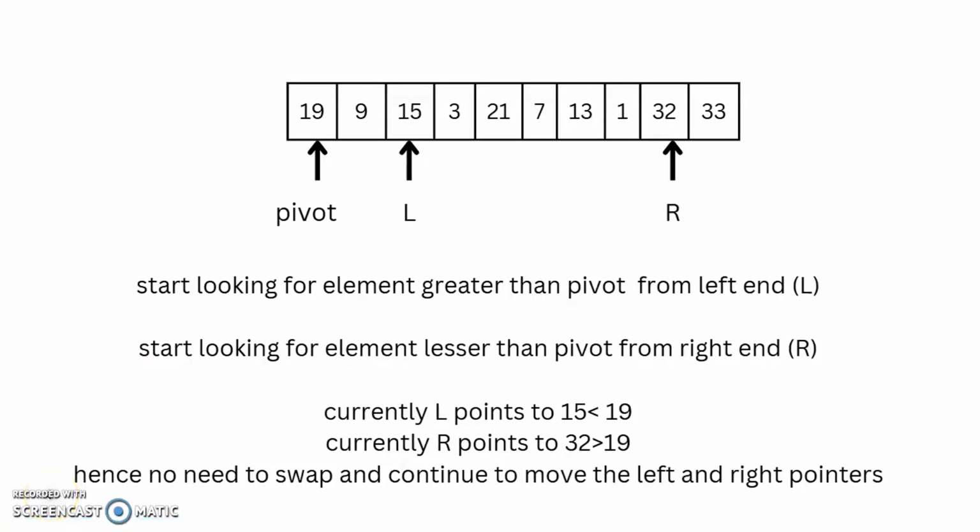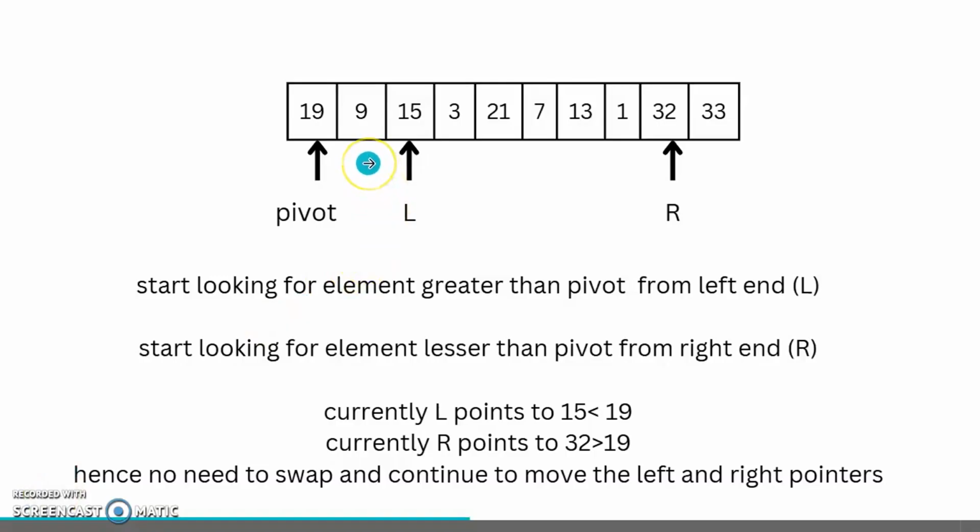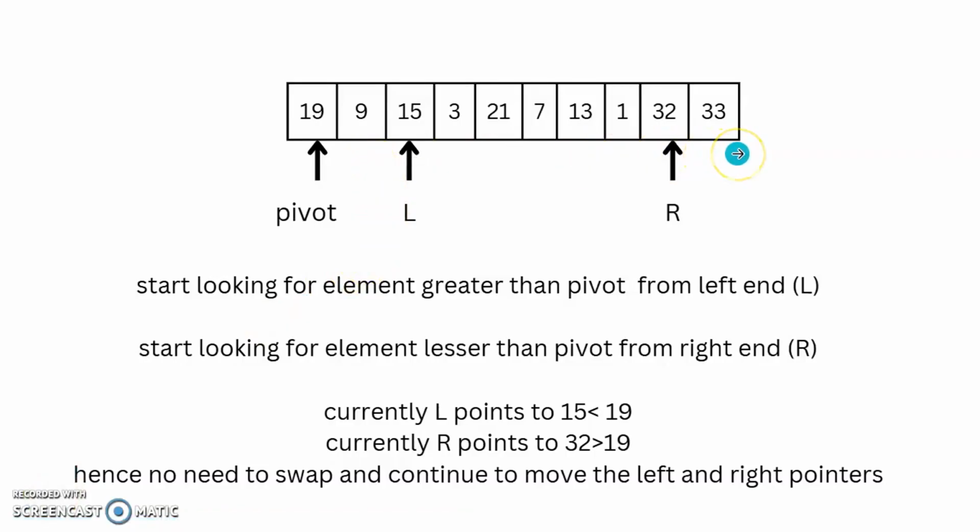After the swap, 9 is in second place and 33 in last place. Then we have moved the left pointer one step and also the right pointer one step. Now again start looking for an element greater than pivot from the left end and an element lesser than pivot from the right end.